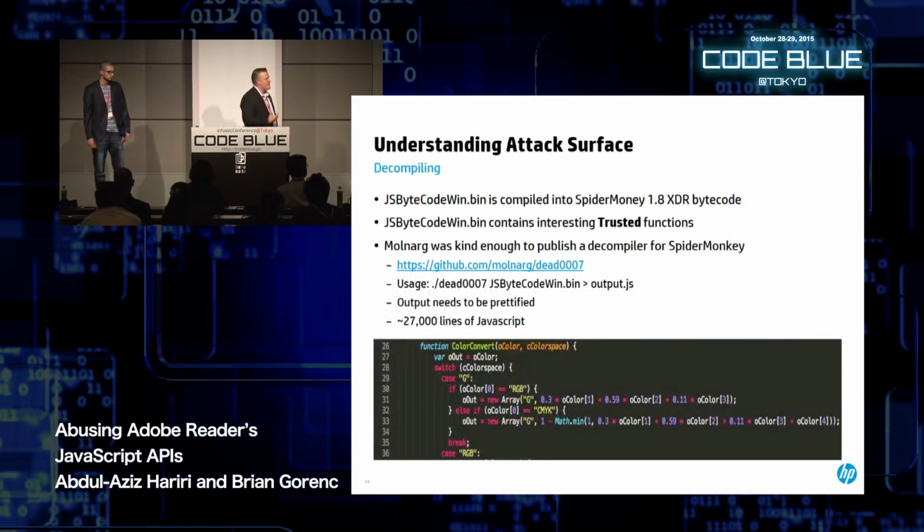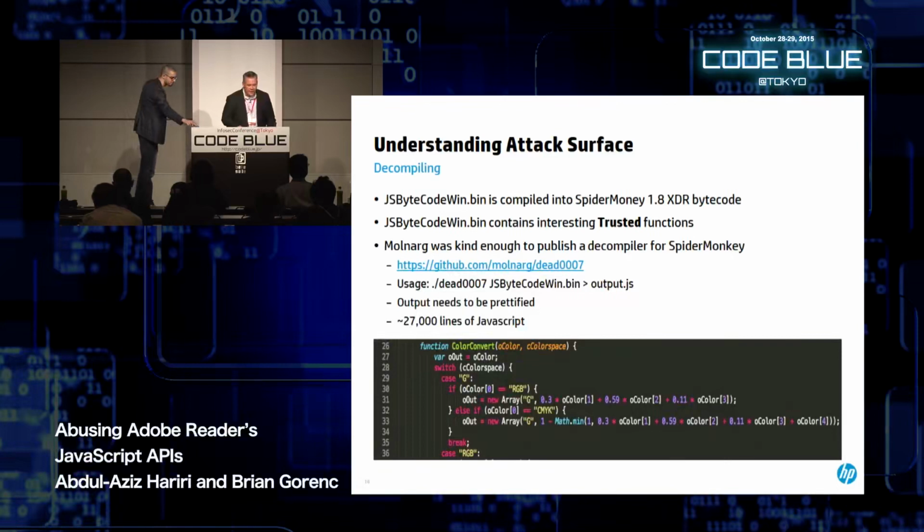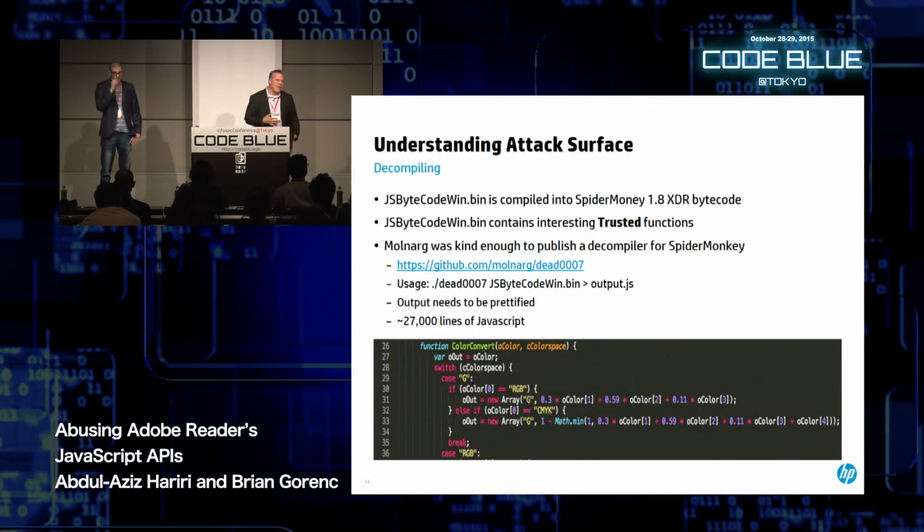So we want to get access to the code that is in the jsbytecodewin.bin so we can start auditing that code for vulnerabilities. And you can decompile this code. This bin file is actually SpiderMonkey XDR bytecode. And in this bin, like I said, there are trusted functions and privileged code being executed.